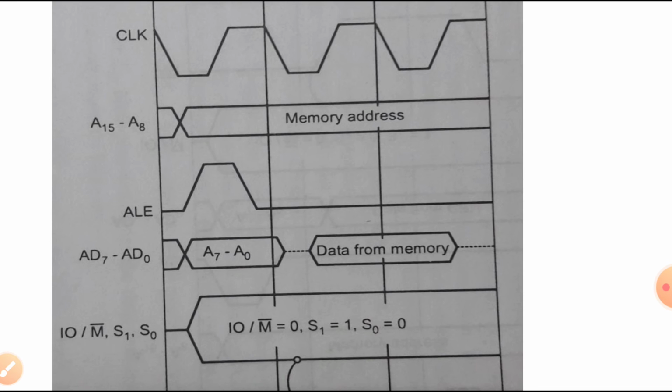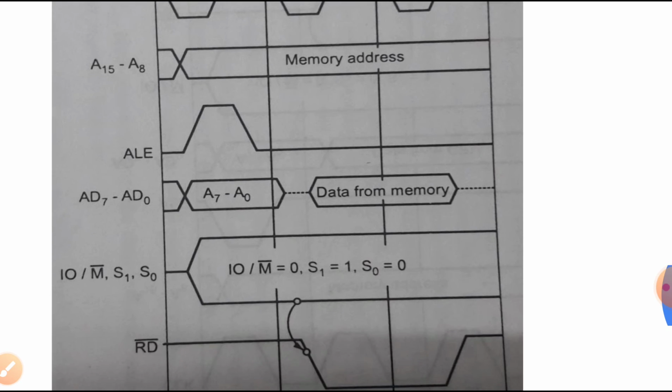The ALE signal is activated. It is enabled up to T1, as well as the input output memory and the status signals being activated. Now the input output memory, S1 and S0, this group of signals is activated throughout the machine cycle itself, but AD7 to AD0 and the ALE signal are activated only for the first T state.